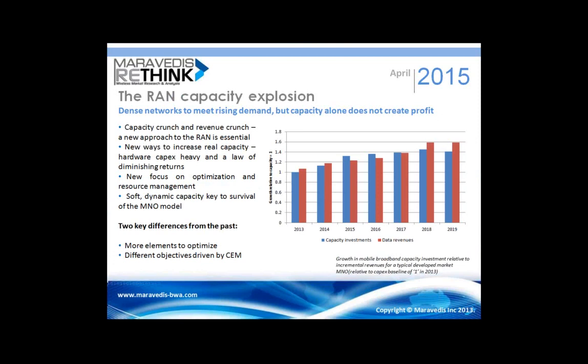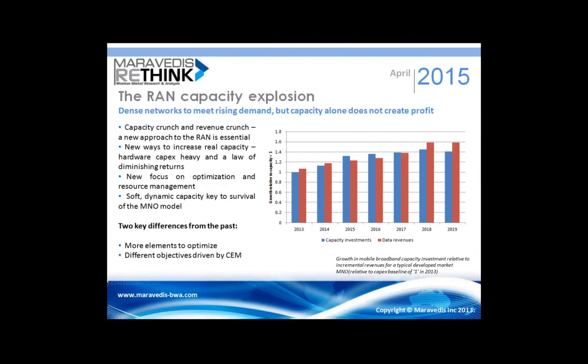Operators have to look for new ways to increase real capacity. Just throwing hardware and extra cells at it is CAPEX heavy at a time when most operators are under a lot of pressure on their spending. And it is a law of diminishing returns. Without very clever tools, just adding cells can create more problems than it solves. Hardware on its own does not scale linearly, particularly at the macro level.